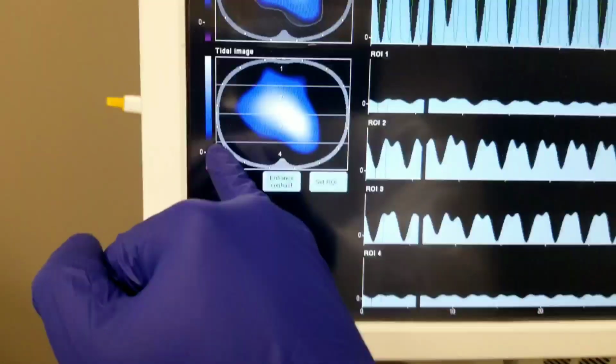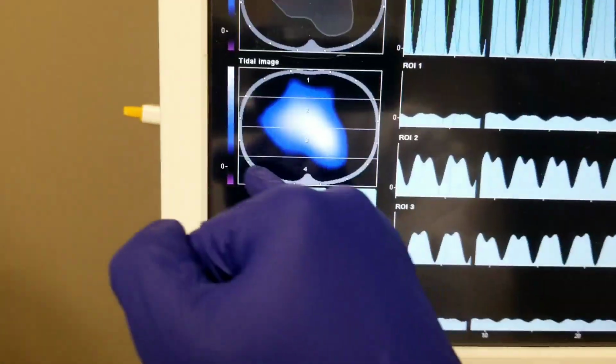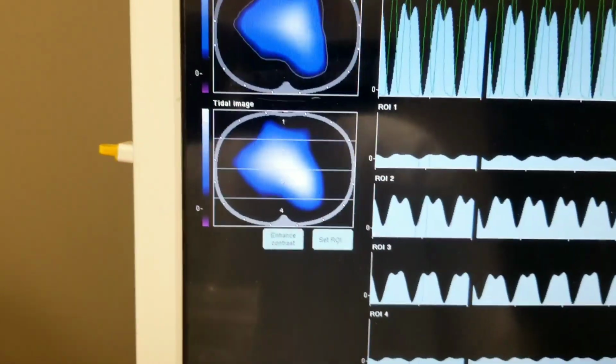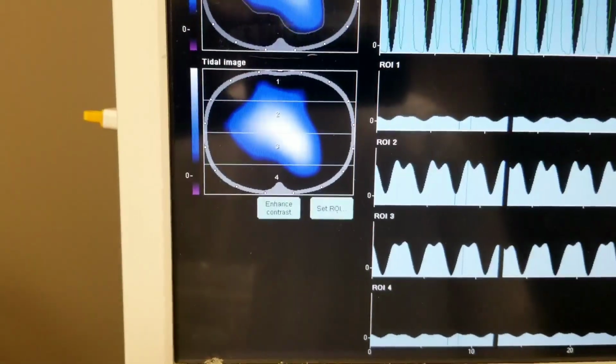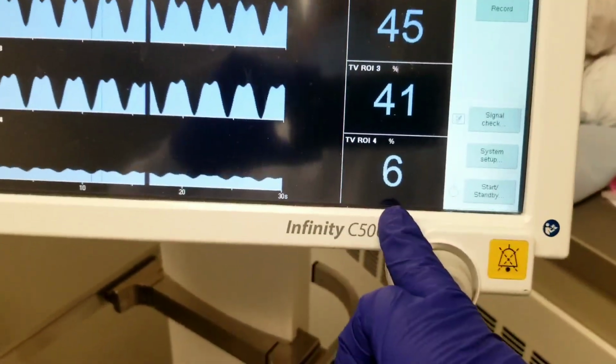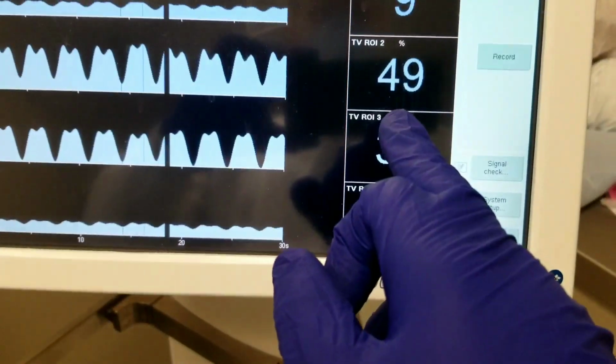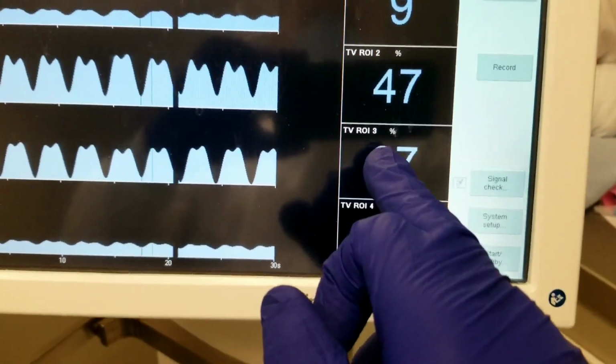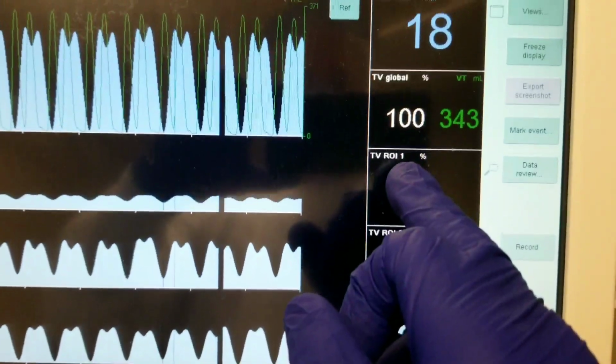The most important here is the dorsal region, where you have the gravity-dependent regions, as well as down here. So this is normal, usually 8 to 15. The mid-dorsal is 35 to 40, and again, 8 to 15.